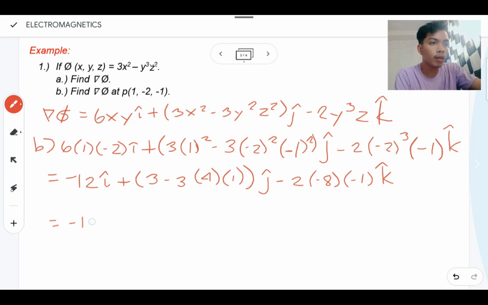So compute the values and we have 6 i hat minus 12 j hat minus 16 k hat, and this is the final answer.